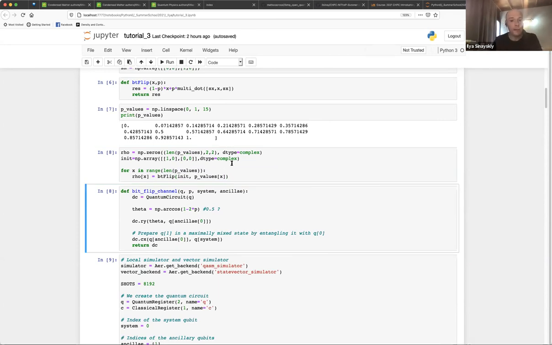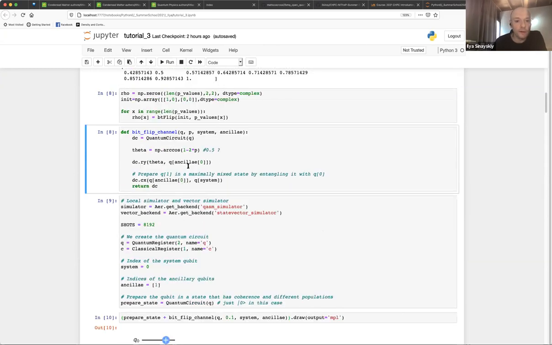Okay, now we're going to the new stuff. We first write a function which will simulate the bit flip channel. For that, we're going to use a CNOT and an RY rotation. So we create an object called a quantum circuit, which has a certain number of quantum and classical registers. Then there is our angle of rotation, and we don't need this 1/2, that's for sure. Afterwards we do a controlled rotation. So let's see how it works.